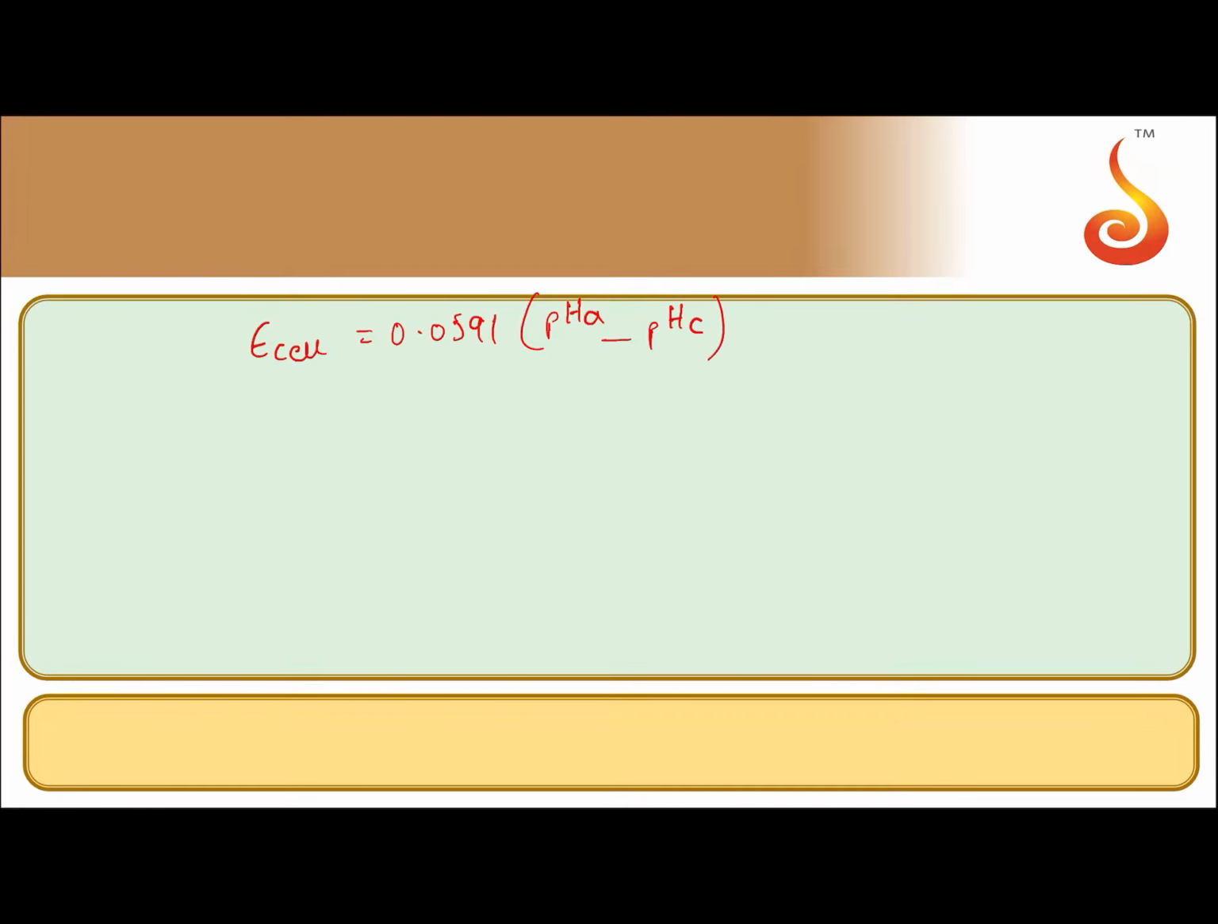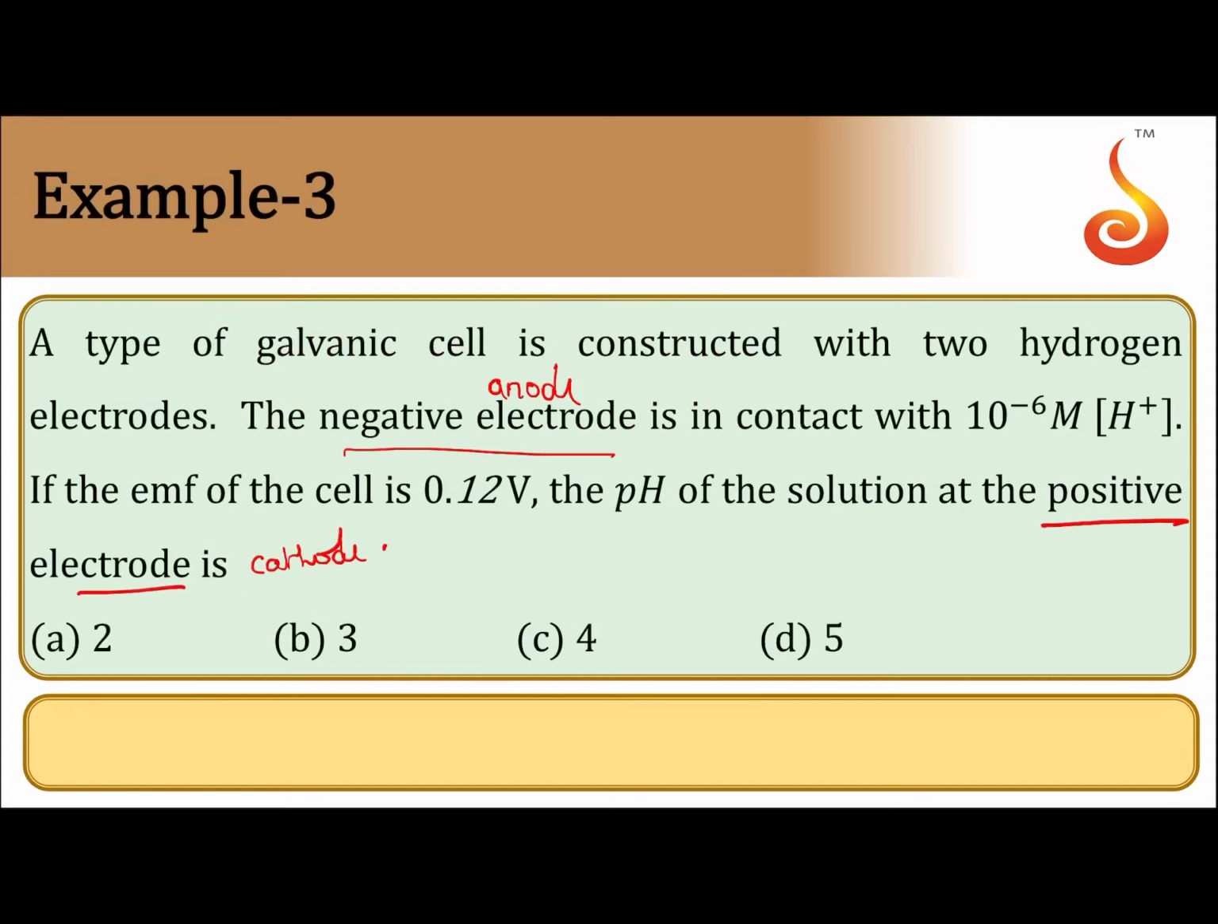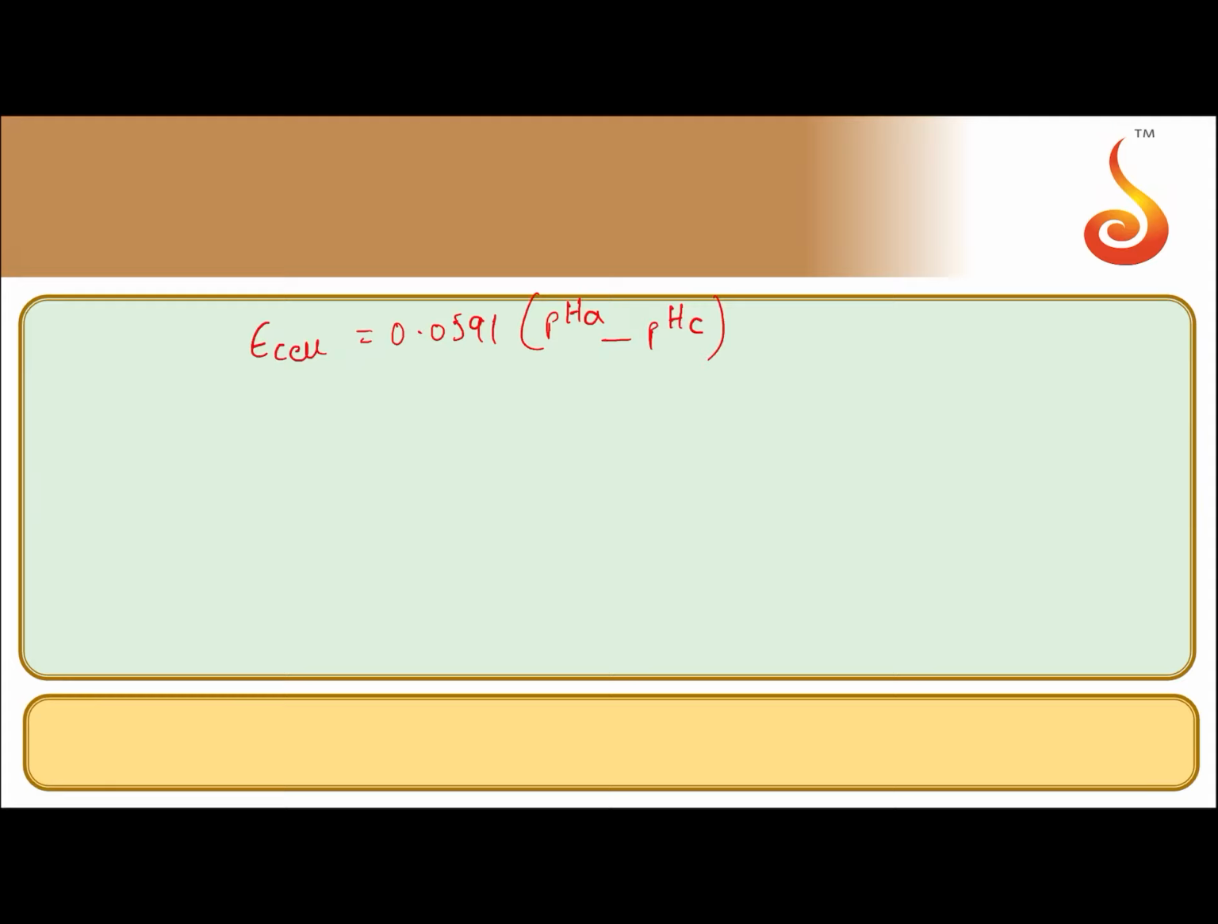First of all, here negative electrode concentration of H plus is 10^-6 molar. So pH at anode is equal to minus log H plus at anode, which is equal to minus log 10^-6, which is minus into minus 6 log 10. So log 10 is 1. So pH at anode is 6.